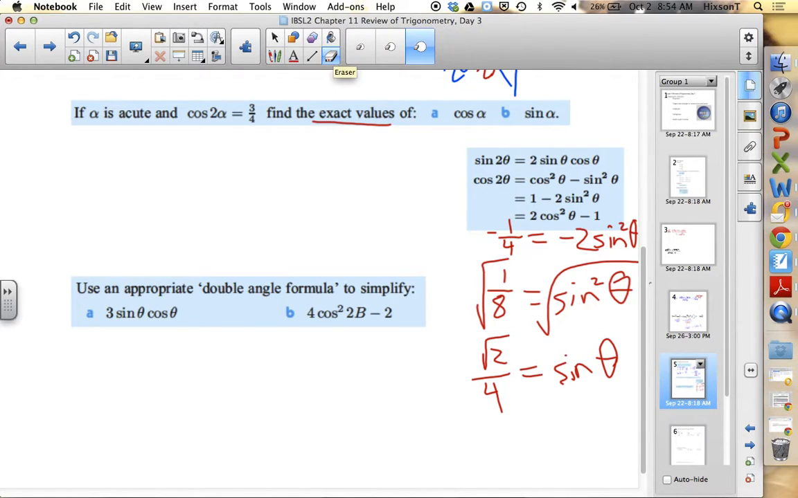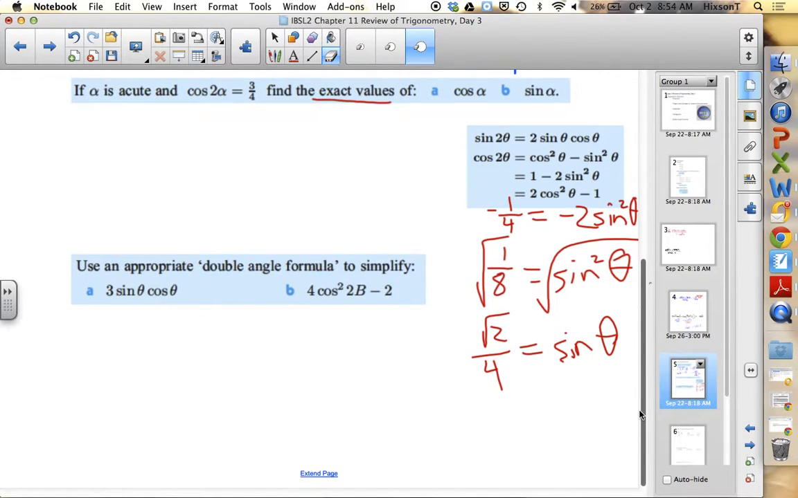All right, our last 2 here. Use the appropriate double angle formula. Here, this is a good example of taking something we're familiar with, these double angle formulas, and applying them to a situation that's not specifically designed for it. Okay?